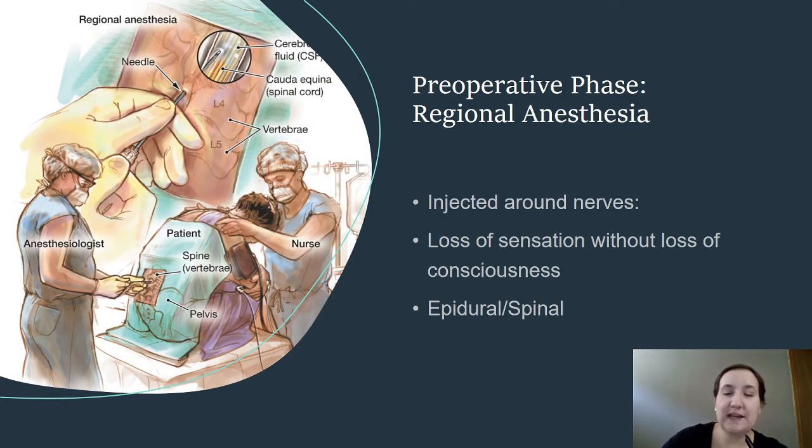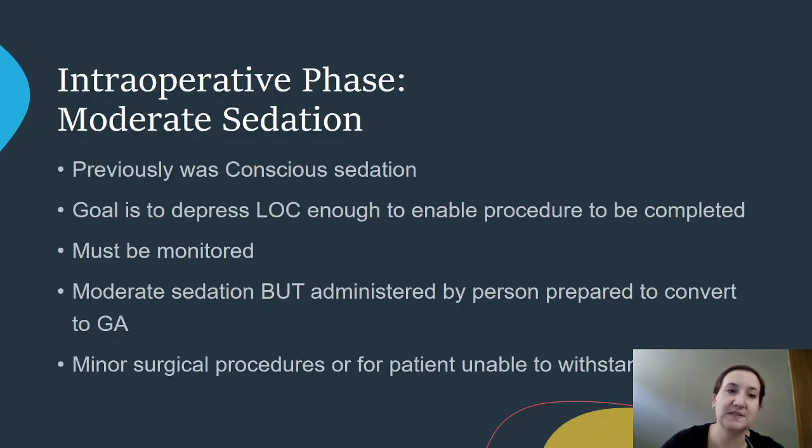And then here we have our regional anesthesia, our epidural, or our spinal, in which, once again, hopefully you've had an opportunity to watch an epidural be put in during your labor observation. So here we are providing that patient with a loss of sensation without the loss of consciousness, just injected around the nerves, resulting in anesthetizing sensation for those nerves.